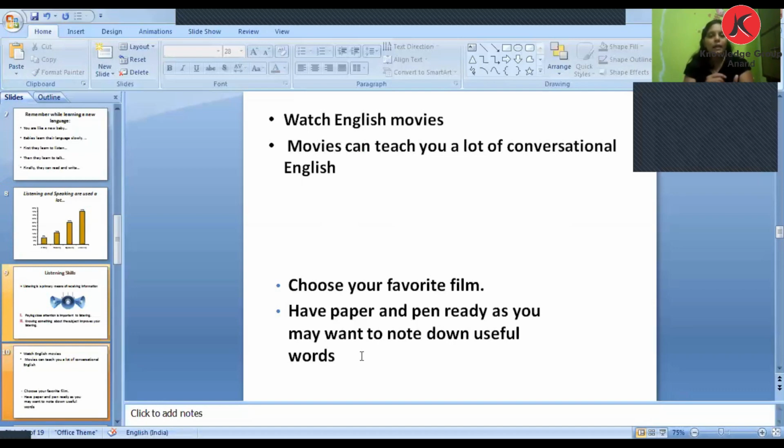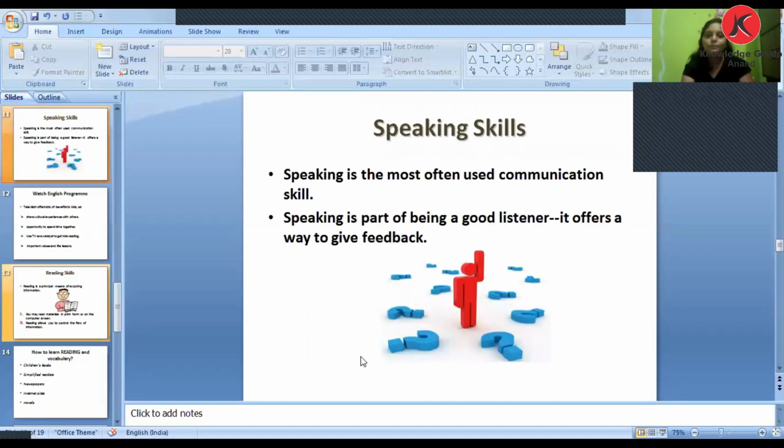I have a paper and pen ready, and as you go, make a note of useful words and try to use them in your speaking skill. Right now, let's turn to the speaking skill.